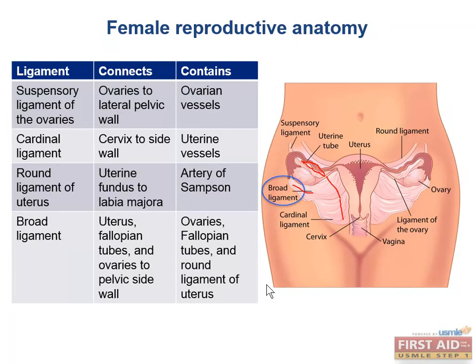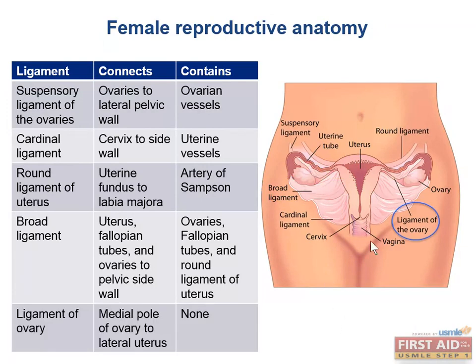All right. So it sounds like a very generic question. But if you know your ligaments, it's pretty easy, okay? Your broad ligament contains multiple structures. It connects to your ovaries, your fallopian tubes, and you have the round ligament of the uterus as well, found at your uterine fundus. You also have the ligament of ovary, which connects the ovary medially to the lateral uterus. Okay, so whereas your suspensory ligament is lateral, your ligament of ovary is medial.